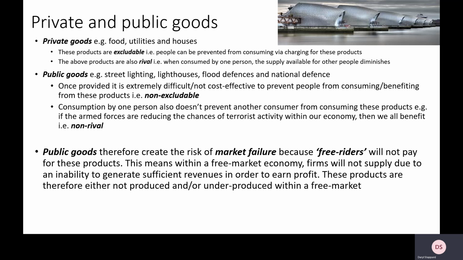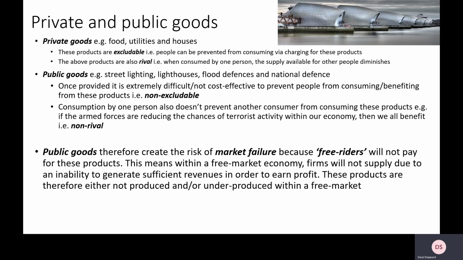Utilities, electricity, gas, again, if you don't pay for it, then power supplies can be cut off. If you don't pay for housing through your mortgage or rent, again, you will be evicted from that property. So if you want to benefit from these products, you've got to pay. It's worth noting though that we can also exclude people from benefiting from certain products not just by charging them. It could be by some kind of entry criteria. So college, for example, is excludable. If people don't meet certain GCSE requirements or attendance or punctuality conditions, then they can be excluded from benefiting from it.